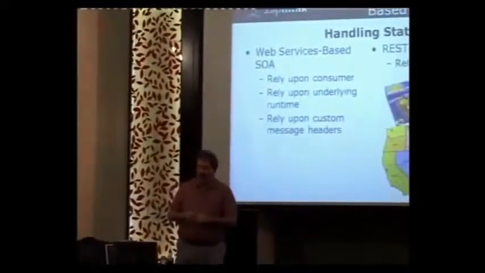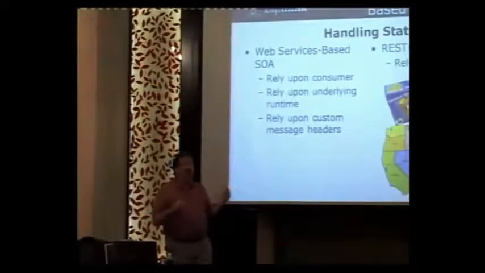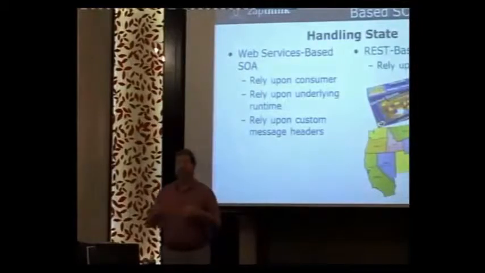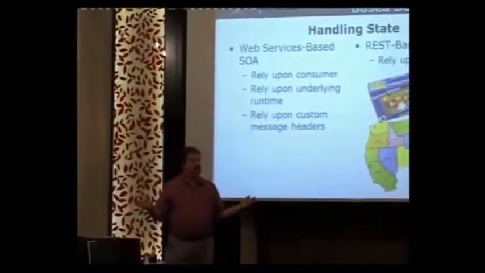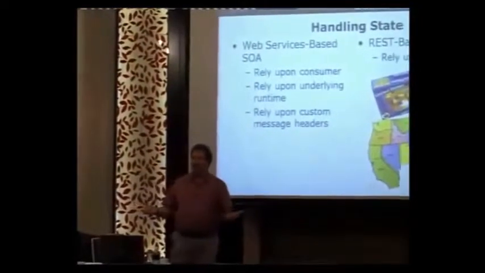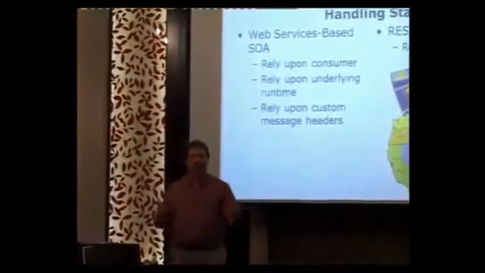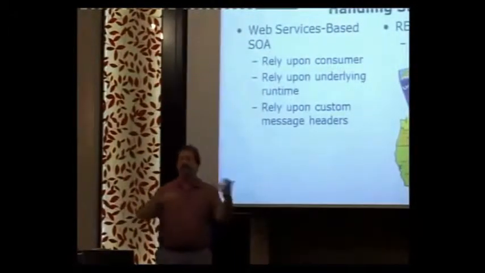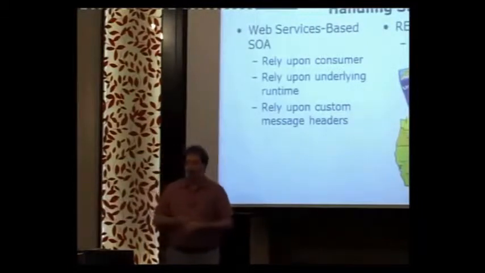So we don't want to use the client. We could rely upon custom message headers, put state IDs into our SOAP headers. Well, that's not part of the SOAP standard, so we have to customize our message headers. So instead of using SOAP, we're using our version of SOAP. That's usually a deal killer, right? Because now we can't send messages to third parties.